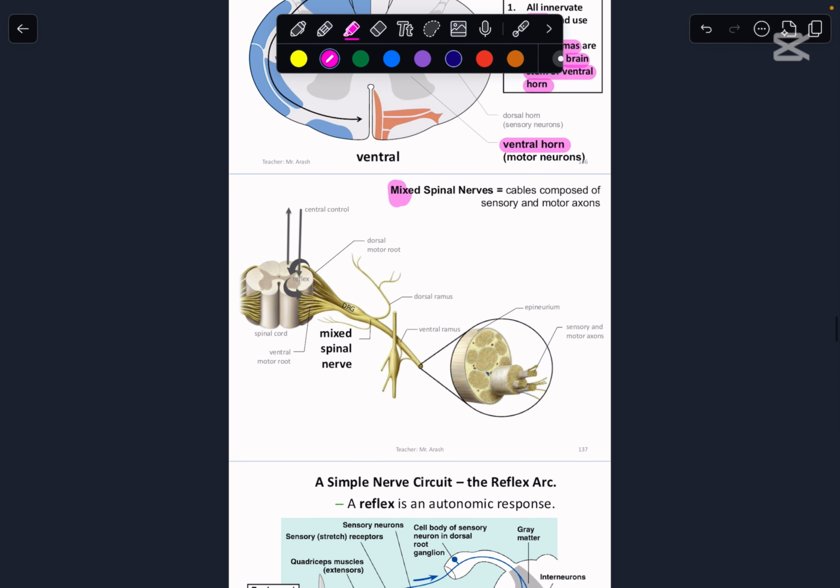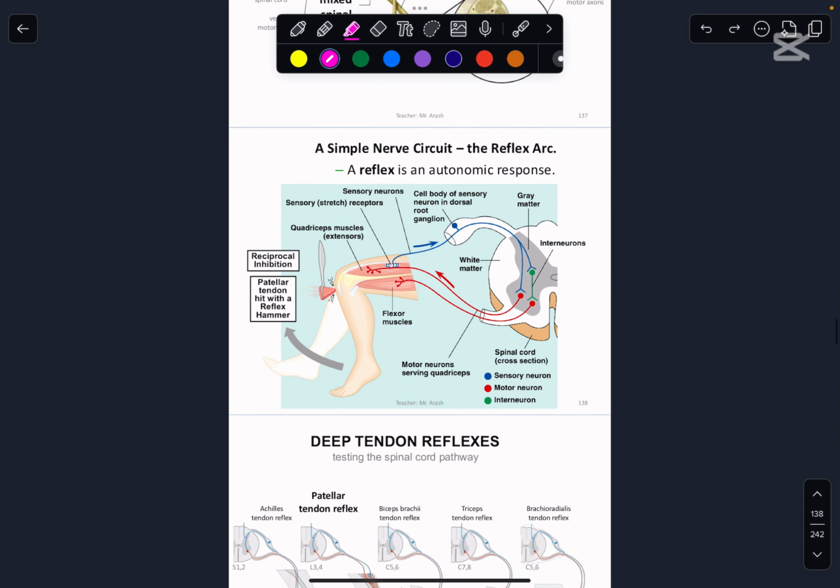Here's a picture of a mixed nerve again, a mixed spinal nerve, which is made out of motor and sensory. Technically, we already showed you this picture, so nothing new here. Reflexes already discussed how they work. Reflexes work in a way that they're autonomic and they bypass the brain. I think that's the most important thing to understand.